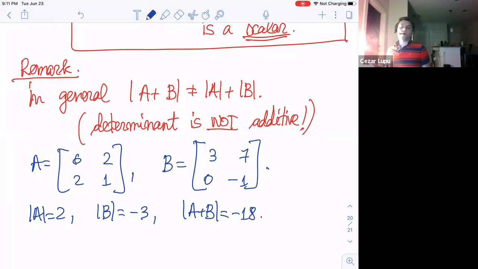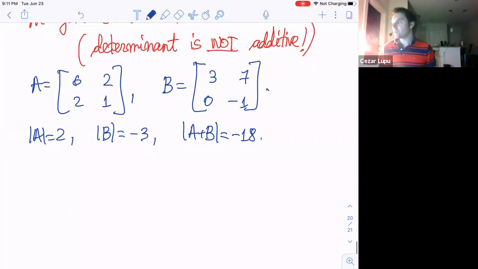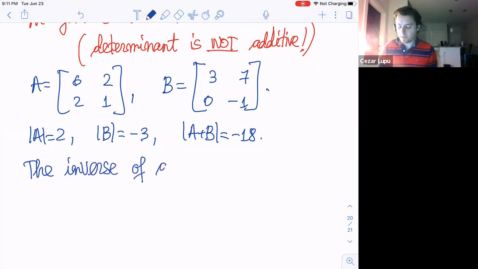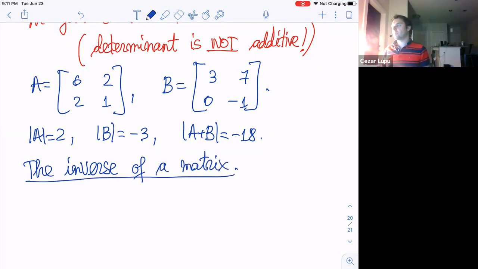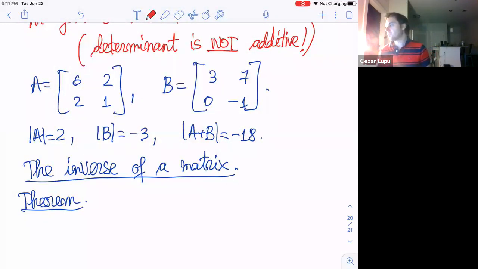All right. So now I'm a little bit in a rush, but anyway, I want to talk about the inverse of a matrix, because the determinant will be related to the inverse of a matrix. So what is the inverse of a matrix? We gave the definition last time. But I'm just gonna give you the following theorem, which tells you exactly when we can compute the inverse of a matrix.